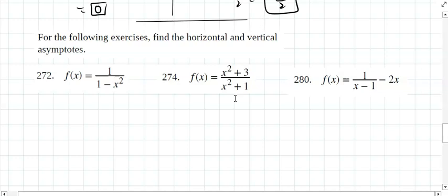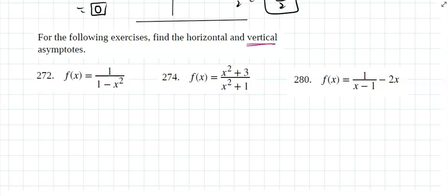Here they say for the following exercises, find the horizontal and the vertical asymptote. The vertical asymptote, I think it's straightforward. Vertical asymptote, basically, where does the denominator equal 0? The denominator equals 0 at x equal plus or minus 1. We have 2 of those.